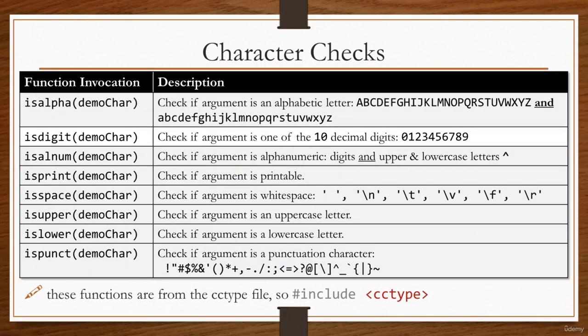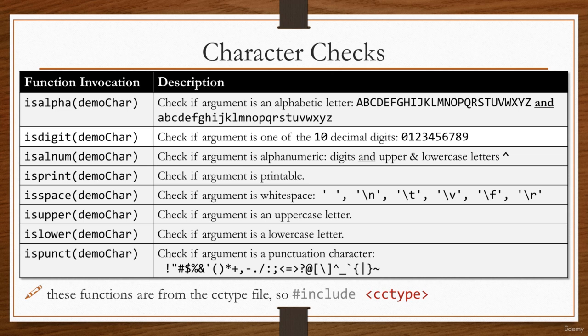Okay, now that we have a better understanding of what characters are, I'd also like to mention that we can do some checks on characters and we can also perform some operations on characters. In the cctype file, we have some functions where we can do some checks on characters. For example, we can check if the character is an alphabetic letter, so an uppercase or lowercase character in the alphabet.